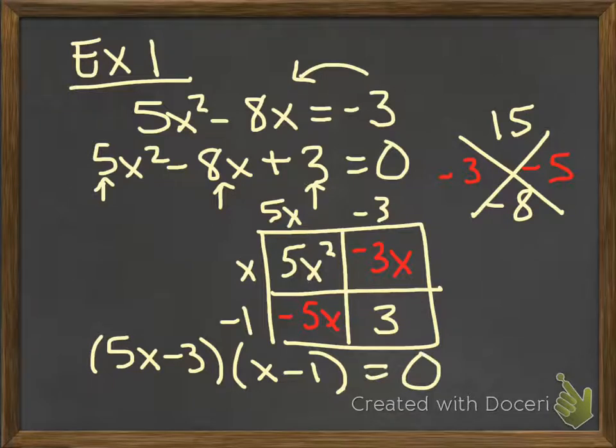So that's the product. And then we want to find the two answers that make it equal 0. So this answer right here is positive 3/5, and this answer right here is positive 1. So x equals 1 and x equals 3/5.